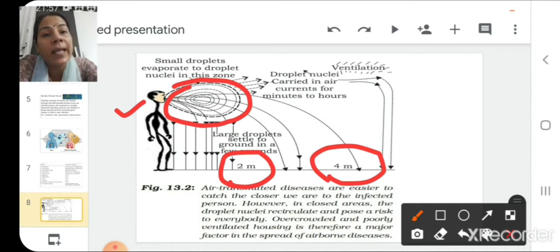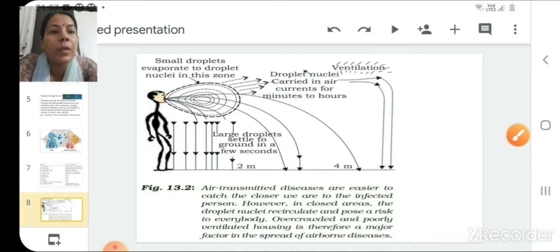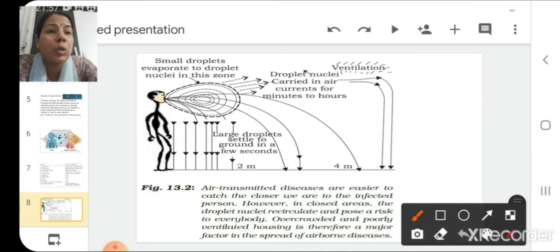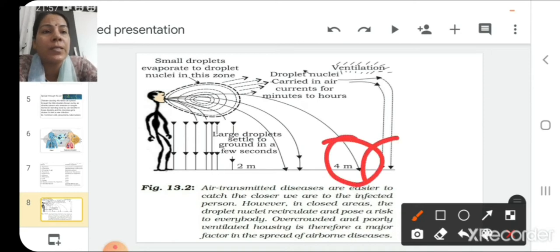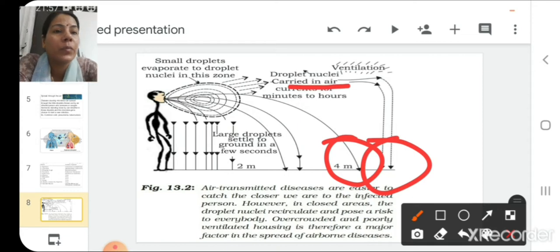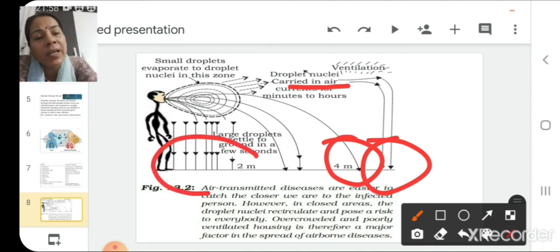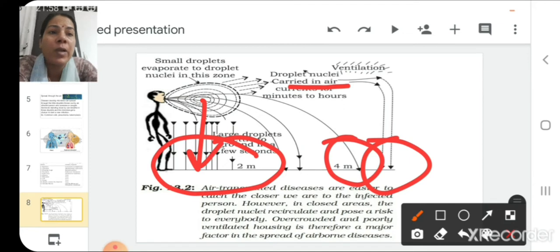Now from this area some of the infectious agent will fall on the ground. The large droplets settle to the ground in a few seconds only, and there are some droplets which will be carried away from this part through air. These droplets will reach this part after a longer duration, maybe 4, 5 or 6 minutes. So this is the immediate effect within 2 minutes, or at the time when the person has coughed or sneezed, that infection will fall on the ground. And this is the after effect, that after some time, 4 or 5 minutes, that infectious agent will spread here and there through air.